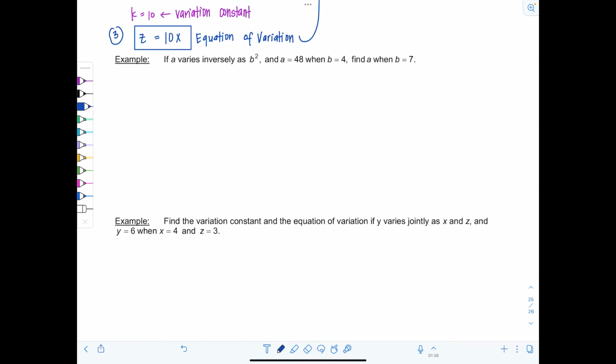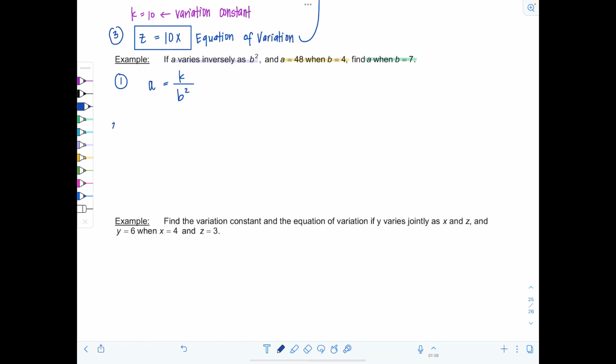Next example, if a varies inversely as b squared. Love it. And a equals 48 when b equals 4. Find a when b equals 7. Do you see how we have those same three main parts again? Okay. So step 1, let's write the generic model. It says a varies inversely as b squared. So inversely is when you have k over the other variable. So that means a equals k over, they're getting fancy, guys. Are you ready? B squared. Ooh, okay, okay.